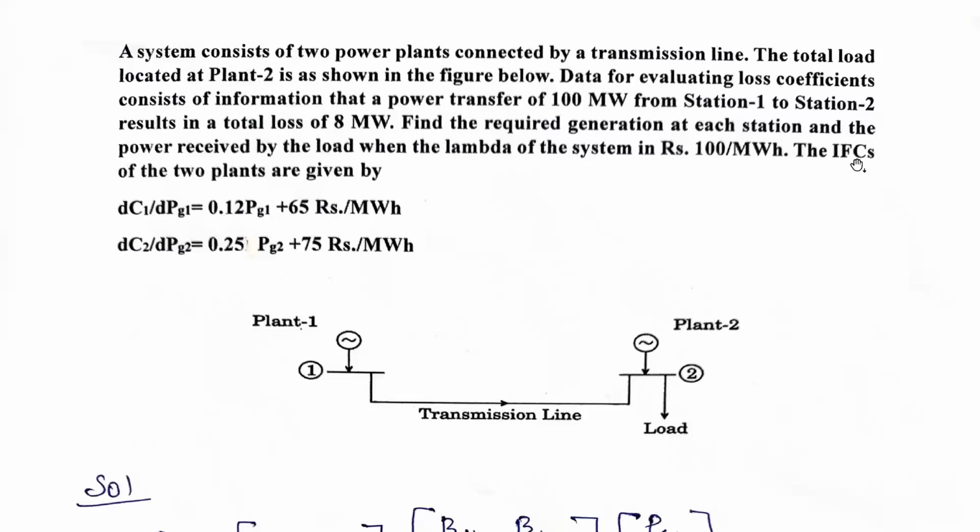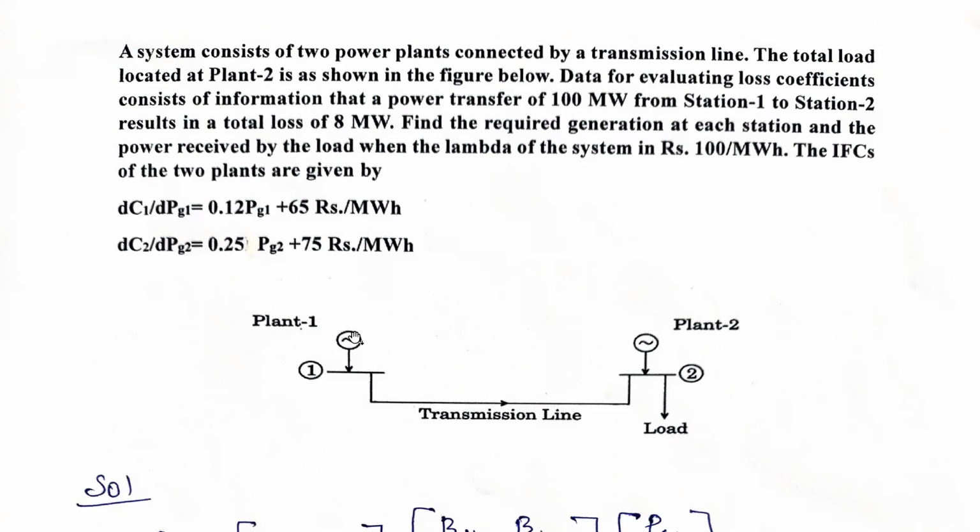The incremental fuel costs of the two plants are given by dC1 divided by dPG1 is equal to 0.12 PG1 plus 65 rupees per megawatt hour. Next, dC2 divided by dPG2 is equal to 0.5 PG2 plus 75 rupees per megawatt hour. And that figure is also given here.